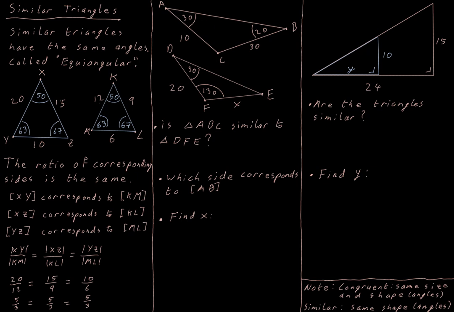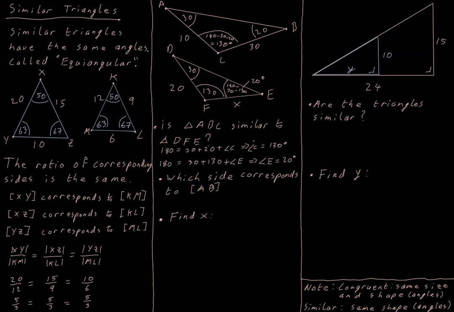Well, for ABC, I have 30 and I have 20. What would be the missing angle here? Well, that would be 180 minus 30 minus 20. So that would be 130 degrees. Well, what about this angle in here? This would be 180 is my total, minus 30 minus 130. So that ends up being 20 degrees. A little bit messy. I'll write that out here.